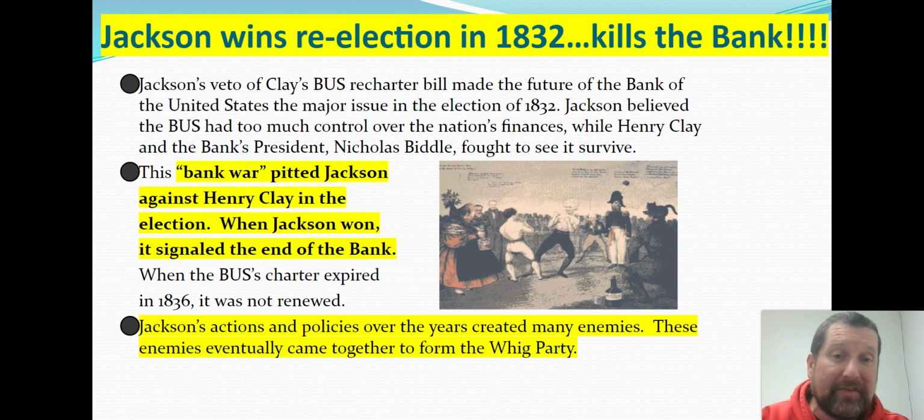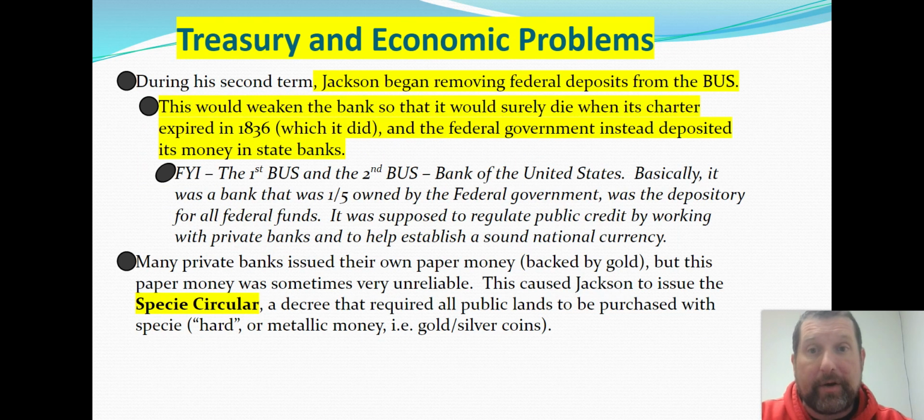And so Jackson's enemies are eventually going to coalesce, right, to form what would become the Whig Party. So we're going to get to another evolution of political parties in America.